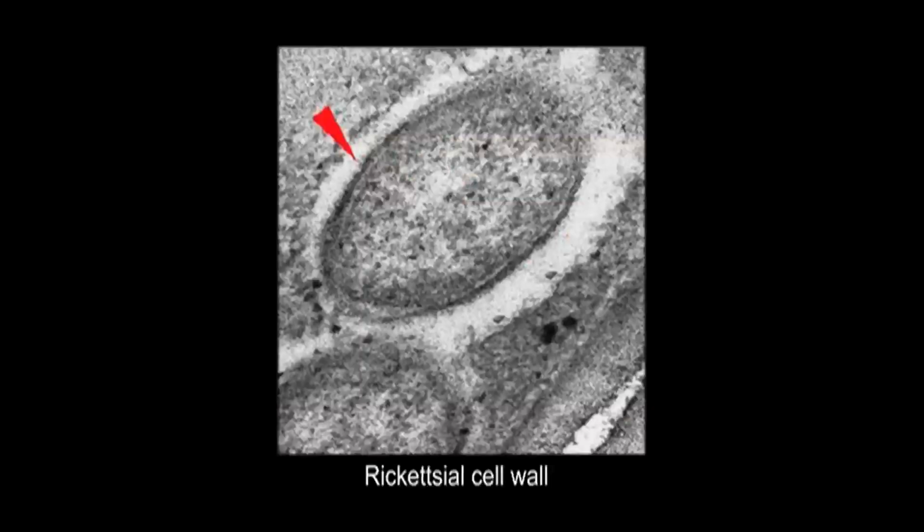The rickettsial cell wall also has peptidoglycan with diaminopimelic acid, and most importantly, unlike the gram-positive bacterial cell wall, it does not have teichoic acid, or rather it is closer to the gram-negative bacterial cell wall. And you can see this particular bacteria will have three layers.